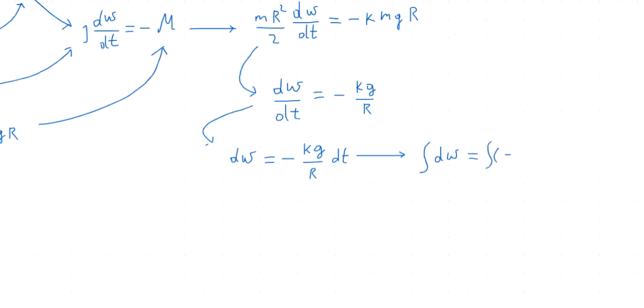We can write integrals. Minus k g divided by r dt. Okay, and the next step is to define integral limits. And how to do this? How to define integral limits in this case?